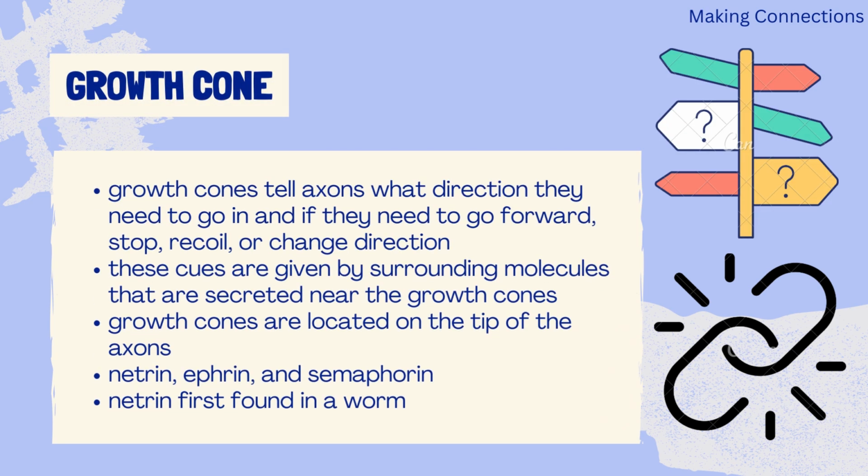Growth cone, also part of making connections, is a cone that tells the axon where to go if it needs to go forward, stop, recoil, or change direction. Only four options. These cues are given by surrounding molecules that are secreted near the growth cones, so the growth cones know exactly where they are. And growth cones are located at the tip of the axons. They come in three types: netrin, ephrin, and semaphorin. Netrin was first found in a worm.